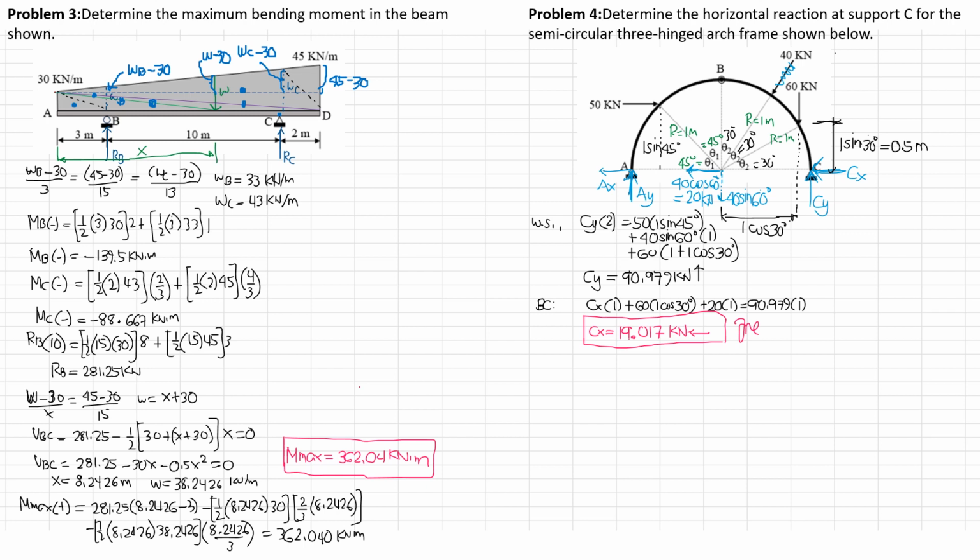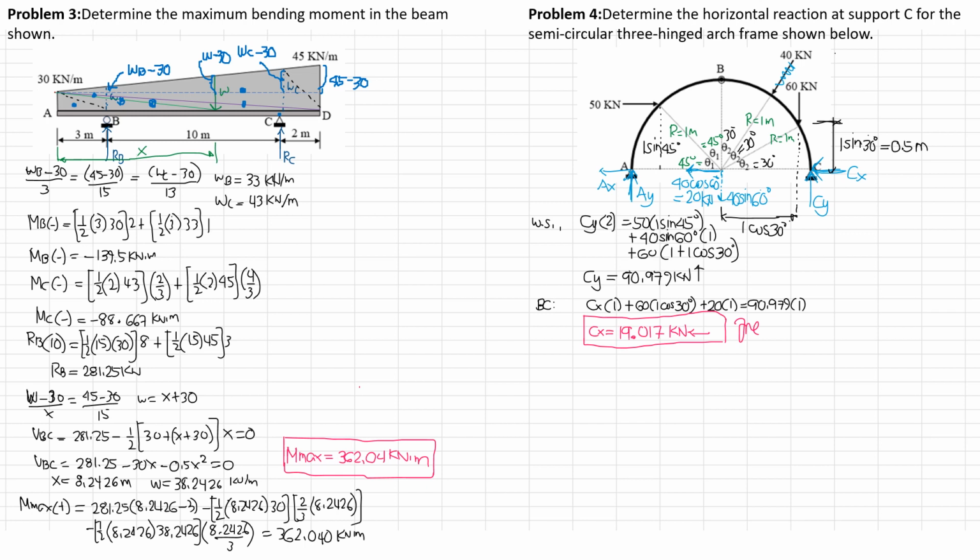Then minus, for the upper triangle, 1/2 of x times W, and W is 38.2426. Then 1/3 of x. The moment arm is 1/3 of x, 1/3 of 8.2426. So that's why the maximum moment is 362.04 kilonewton meter. So our answer is 362.04 kilonewton meters because it is greater than 139.5.